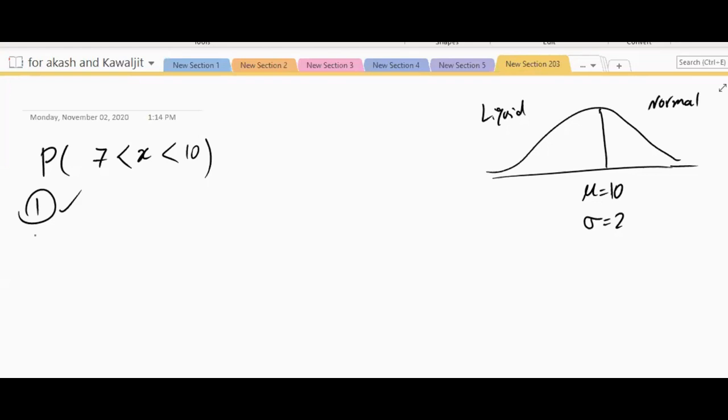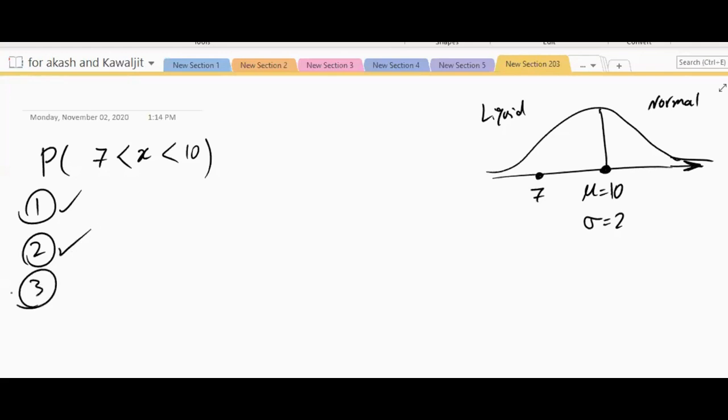What is the second step? Find the points of interest. Okay. Identify the points of interest. So one is 10, the other one is? Seven. Very good. This is liquid. The direction of x-axis, less than 10 is the left side of the mean. Yeah, here you are. So this is 7. We identified the point of interest.